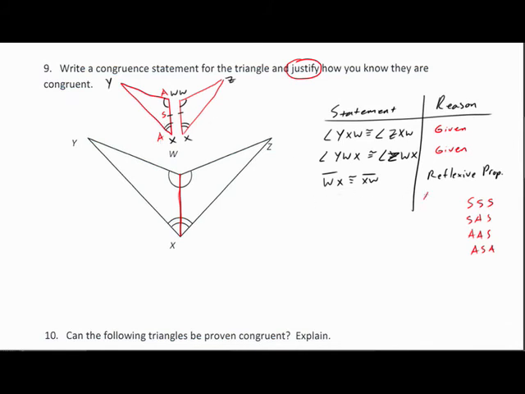So we know that it's angle, side, angle tells me that triangle YWX is congruent to triangle ZWX. And make sure that the letters line up to where you're talking about the corresponding angle. So I had YWX and ZWX, and they all hit the same angles in the same order. And then we are done.